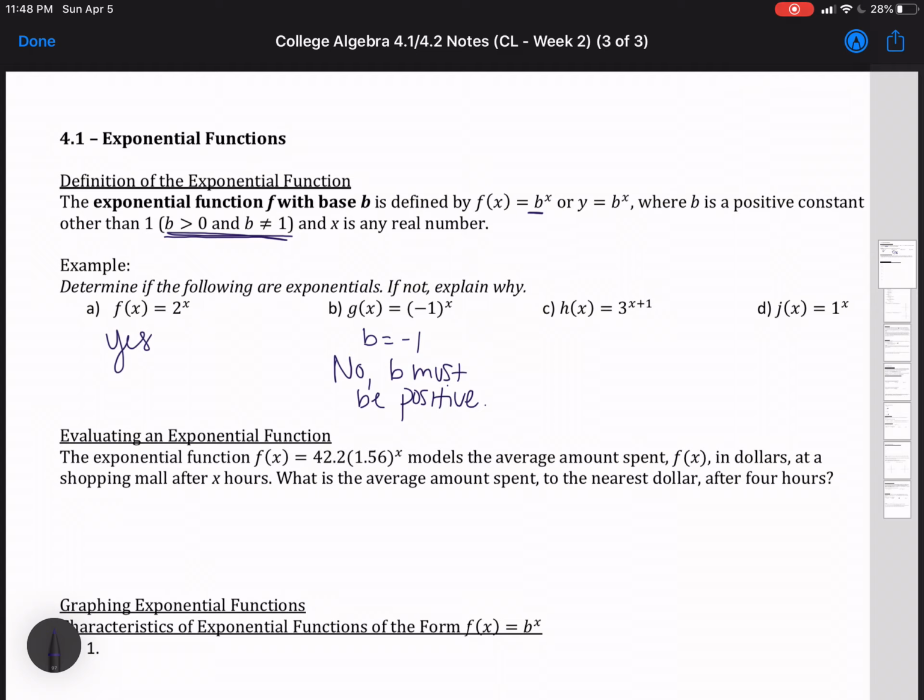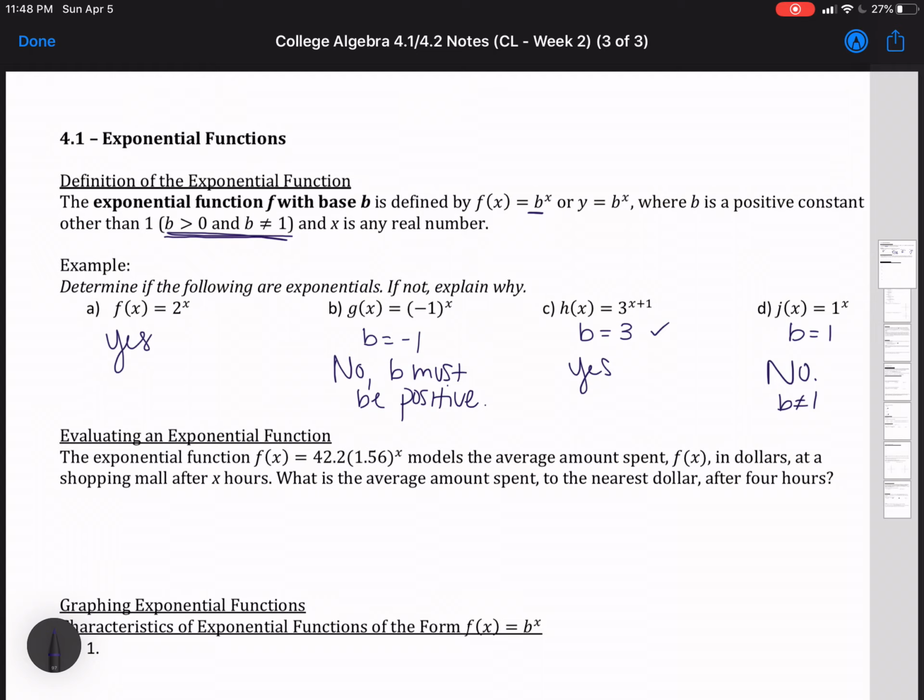Because it has to be positive. Okay, looking at C, h of x equals 3 to the x plus 1 power. Here our b is 3, and that works out because it's positive and it doesn't equal 1. And then D, j of x equals 1 to the x power. Since b equals 1, that's going to be no, because we know that b cannot equal 1. Okay, so that's our key thing about exponential functions. We always have to be careful about what our base is.